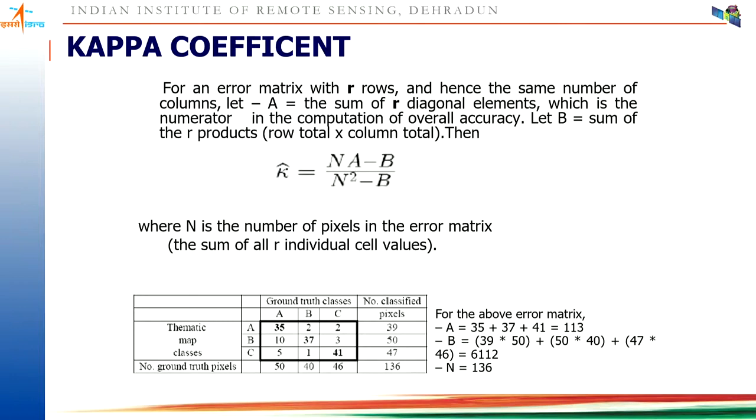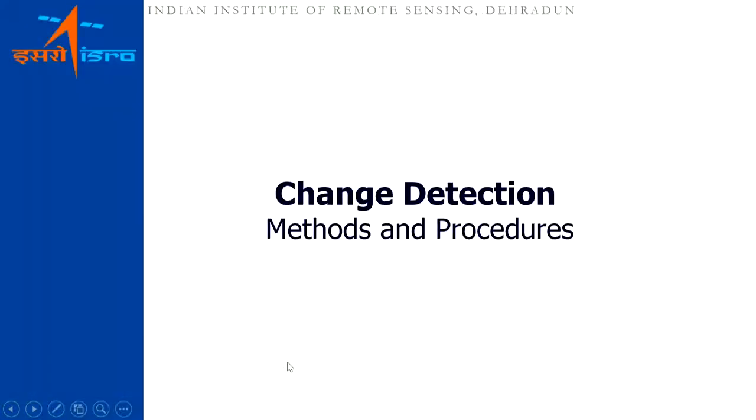The same thing is given here also: N into a minus b upon n square minus b, where n is the total number of columns. That is, for the same example, 136. A is the sum of diagonals, that is this 35 plus 37 plus 41, and b is row total multiplied by column total. Okay, so this was regarding the accuracy assessment.